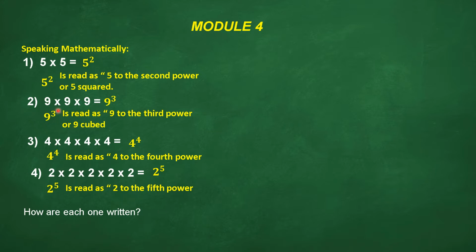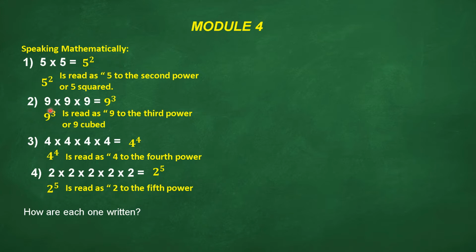Kung mapapansin mo, from our examples, we have here 5 multiplied by 5, then we have 5 squared. So, we have the big number and then the smaller number which is written on the upper right-hand corner of the big number. So, these are all mathematical or numerical expressions. 5, as you can see, is the common factor ng dalawang factors na to, na minultiply natin ng dalawang beses, kaya ang exponent niya ay 2.